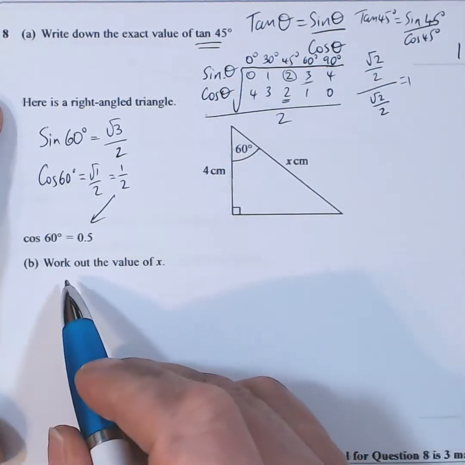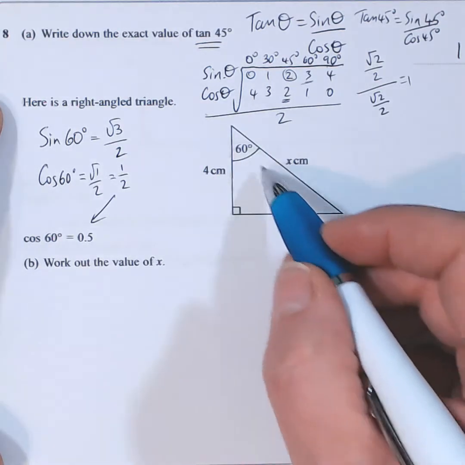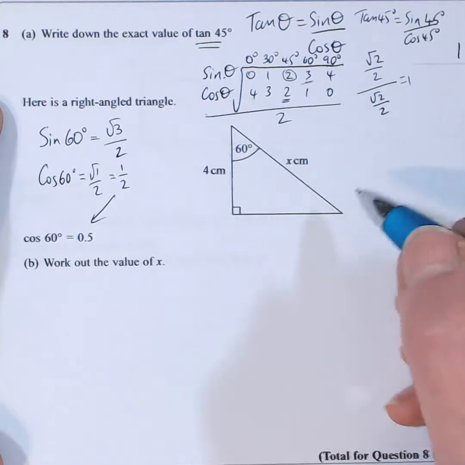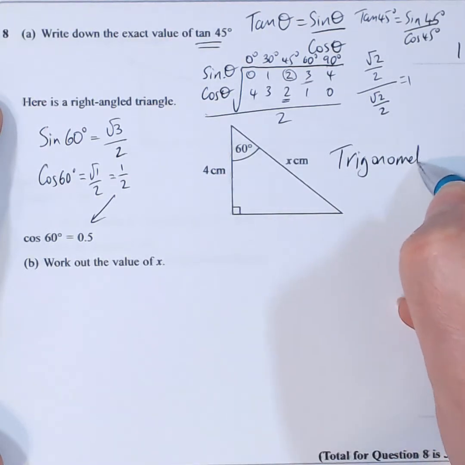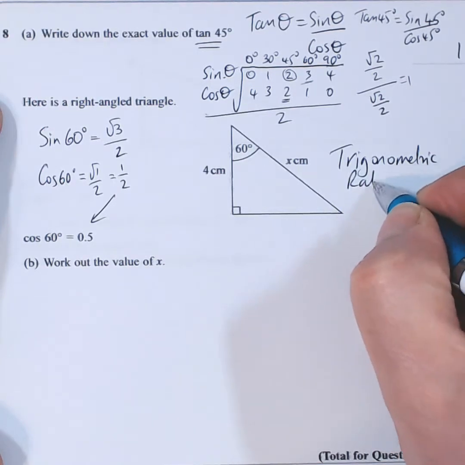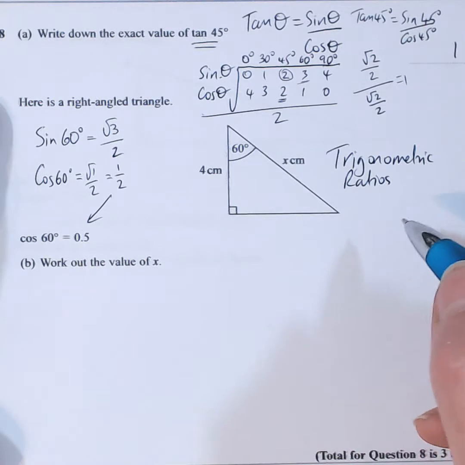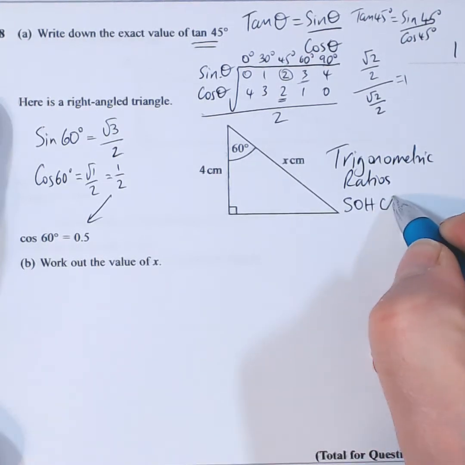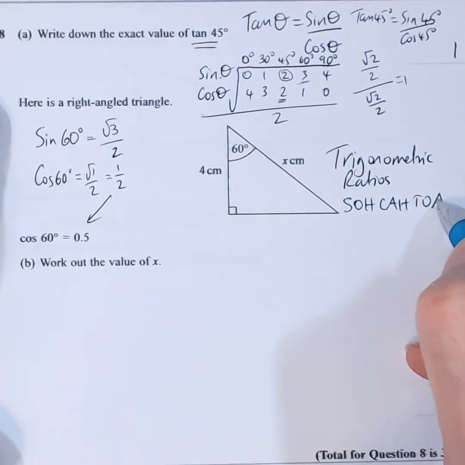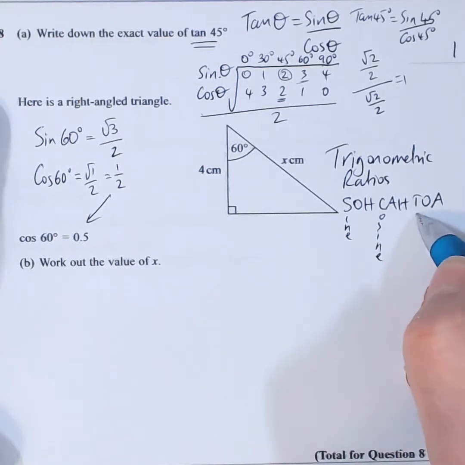Part B, we have to work out the value of x. So we've got a right angle triangle. We've got an angle involved and a length. So that's shouting out at us that we're going to be using the trigonometric ratios. And most of us have a way of remembering the ratios and how they work. So SOH CAH TOA is popular. So basically that's the sine, that's the cosine, and that's the tangent.